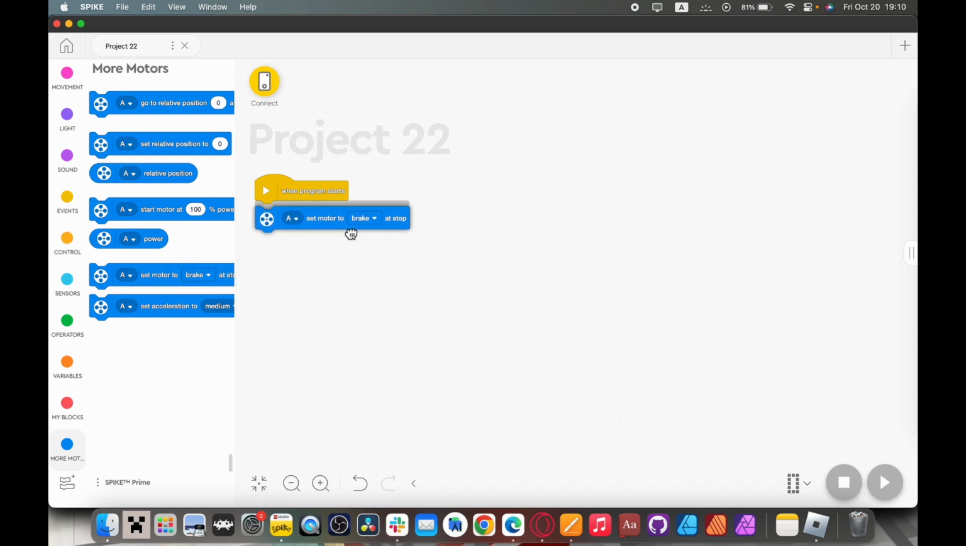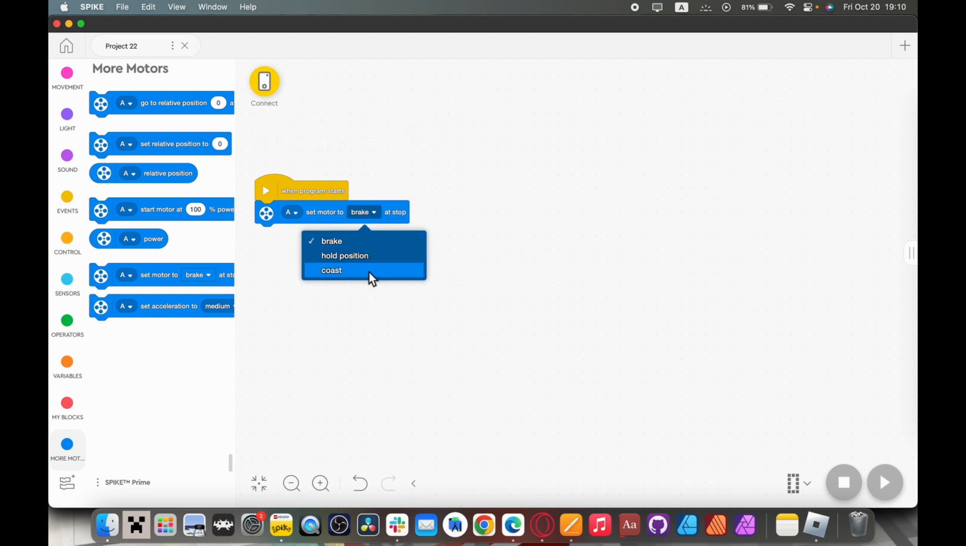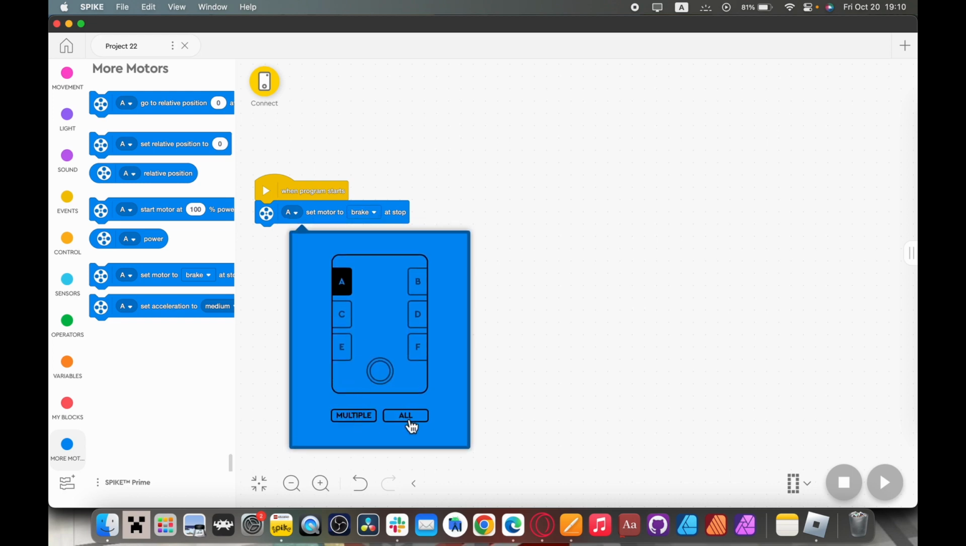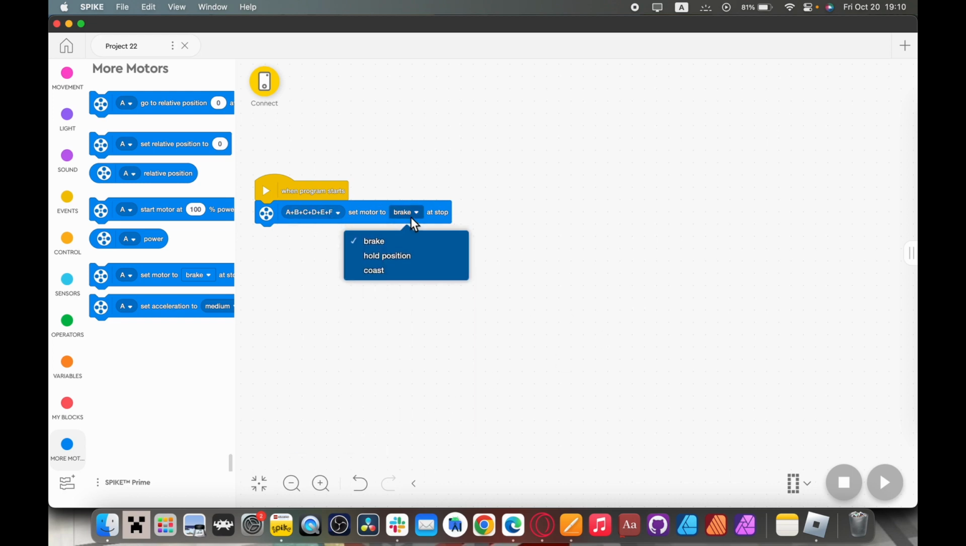Moving on, this is the single coolest block in the more motors section, and it's kind of confusing at first. You've got the brake at stop, and I mean, just set it to all. Set motor to brake at stop. And what this does is, as soon as any motor stops, it will immediately brake. The robot will cut power to the motors, but it'll apply stress to make sure that it's not moving anywhere.